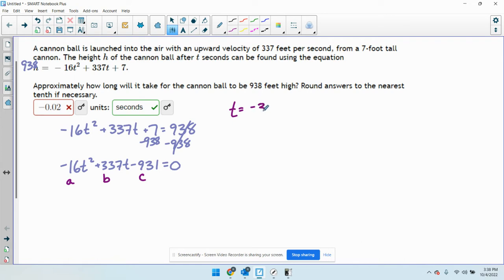So I have negative B plus or minus the square root of B squared minus 4AC, all over 2A.